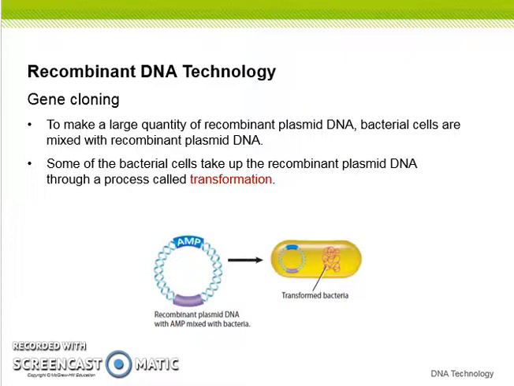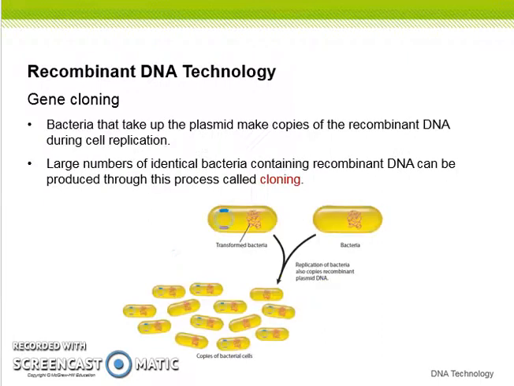Now, gene cloning. To make a large quantity of recombinant plasmid DNA, bacterial cells are mixed with recombinant plasmid DNA. Some of the bacterial cells take up the recombinant plasmid DNA through a process called transformation. Bacteria that take up the plasmid make copies of the recombinant DNA during cell replication, and then large numbers of identical bacteria containing recombinant DNA can be produced through this process called cloning.